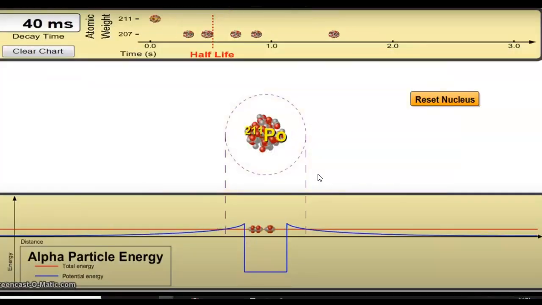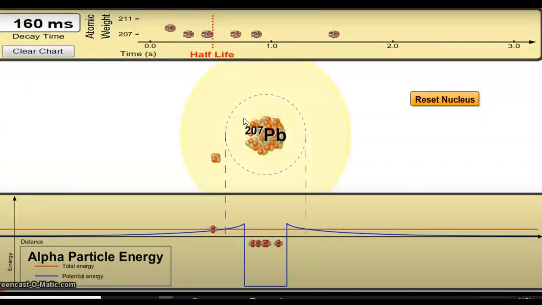Okay, now it happened so quickly you might have missed it, but we start with polonium-211, and we end up, a split second later, with lead-207. So in other words, we started with one element, one atom, and we ended up with another. You might have missed it because it happened so fast. Let me back it up and see if we can see it again.